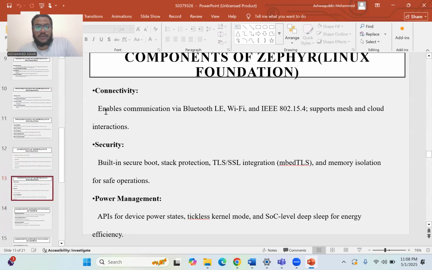These are some of the more components of the Zephyr Linux Foundation, that is connectivity. It enables communication via Bluetooth LE, Wi-Fi, and IEEE 802.15.4, and supports mesh and cloud interactions.